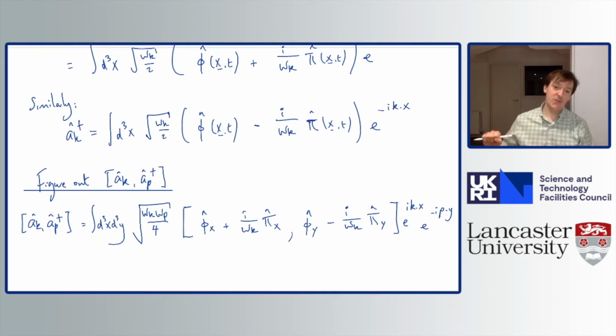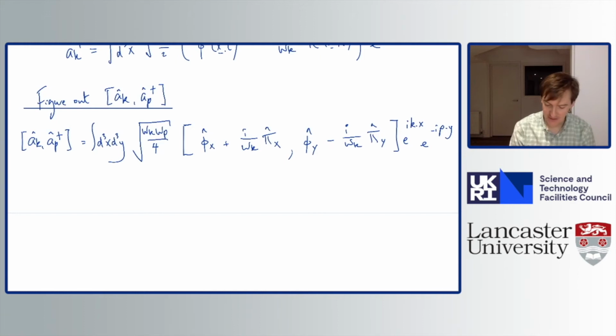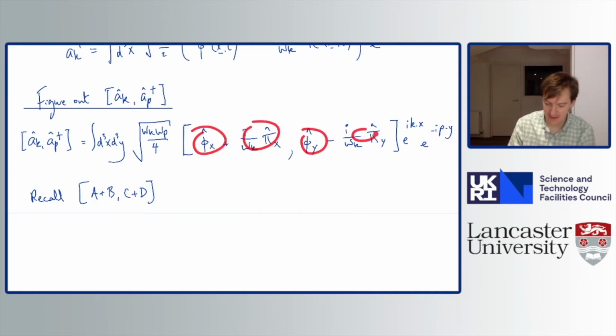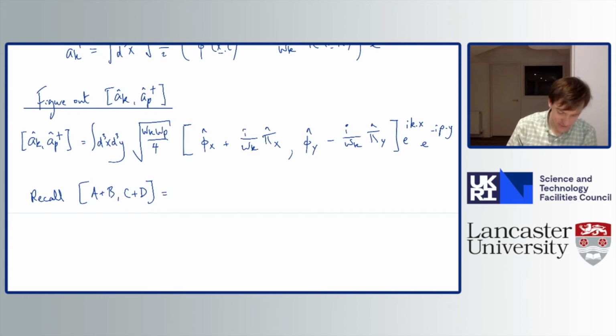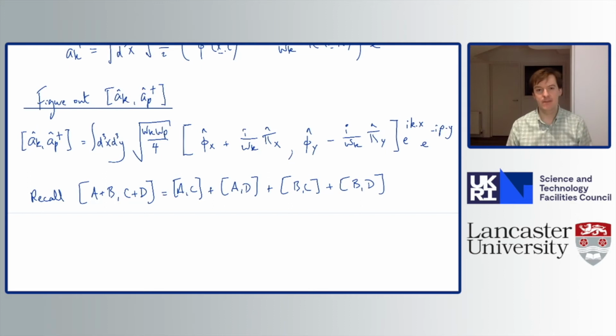Okay, so now it's just a case of grinding through these commutator relations. There's a useful result that you can use for commutators. Let's remind ourselves of the result for the commutator of a plus b with c plus d, because we have the form a plus b and c plus d here. There's a rule, which is that this can be broken into 4 commutators. Now it's a case of just working through these 4 options.